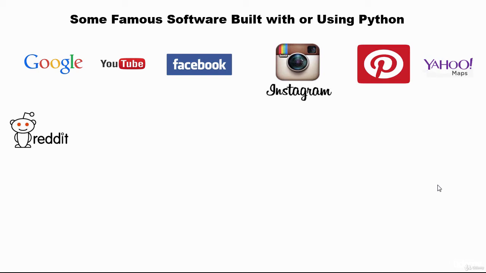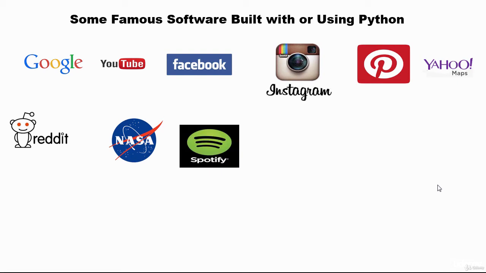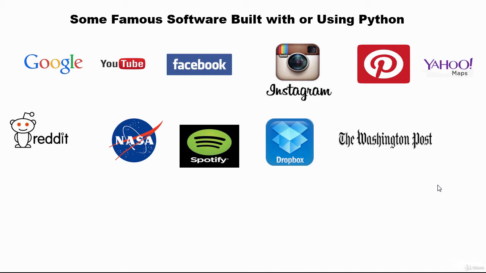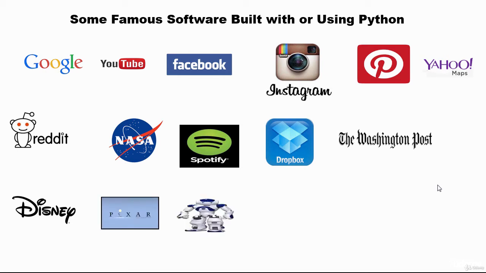And we have NASA, the space agency, which uses some element of Python in some of the work it does. You've got the music streaming company called Spotify. They use Python as well. You've got the online storage company Dropbox, where you can save and retrieve documents. It was created using Python. The Washington Post also uses Python. Disney and Pixar, the animation company, also use Python in some of their animation.